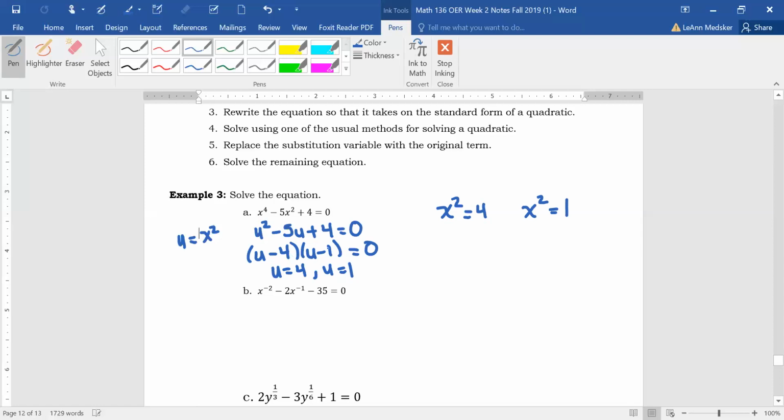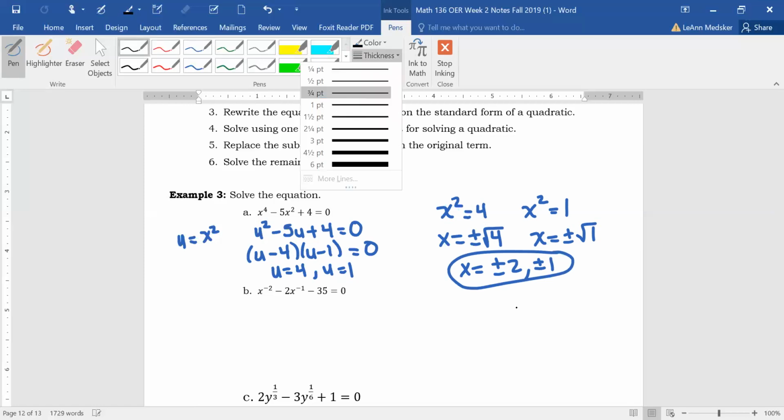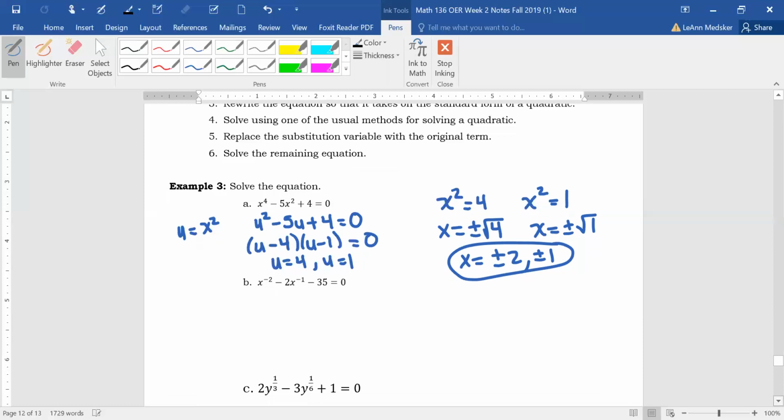It was a placeholder. So then when we solve this, we're having to take the square root of both sides to get rid of the square. So it's going to be plus or minus the square root of 4 and plus or minus the square root of 1, which means that I have 4 solutions altogether, plus or minus 2, and square root of 1 is also still 1. So we have 4 solutions to this equation. So this is showing you that we can use this idea of U substitution to solve something that looks a little bit more complicated than a regular trinomial.